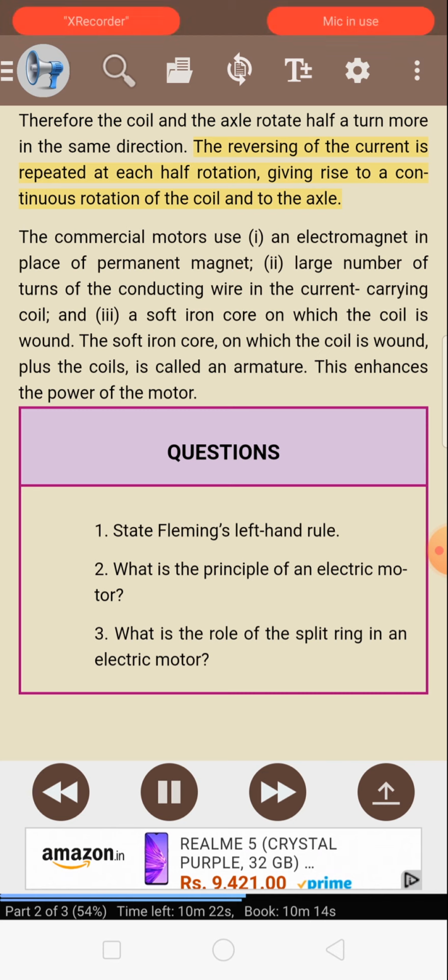The commercial motors use (i) an electromagnet in place of permanent magnet, (ii) a large number of turns of the conducting wire in the current-carrying coil, and (iii) a soft iron core on which the coil is wound. The soft iron core on which the coil is wound, plus the coils, is called an armature. This enhances the power of the motor.